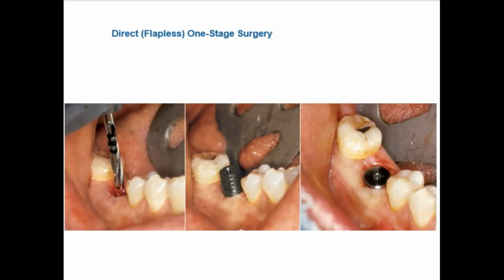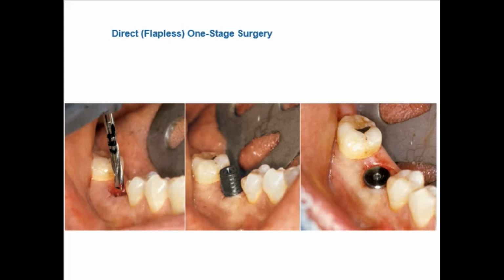Finally, a direct flapless one-stage surgery. The one-stage surgical approach may be modified with a direct flapless surgical approach. This technique does not reflect the crestal soft tissue. Instead, a core of keratinized tissue is removed over the crestal bone. The implant osteotomy is then performed in the center of the core of the exposed bone. This technique requires no suture around the PME.